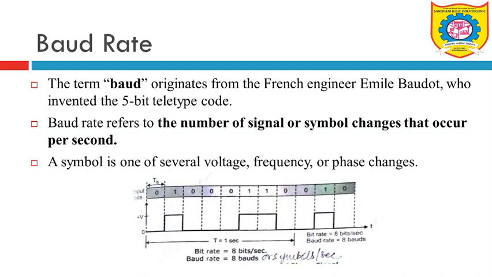In this diagram, we can say that t is equal to 1 second. So in 1 second, if 8 signals are transmitted, it means the bit rate is 8 bits per second, and the signal change also occurs 8 different times. So the baud rate and bit rate are the same in this case. But in general, baud rate is lower than bit rate.